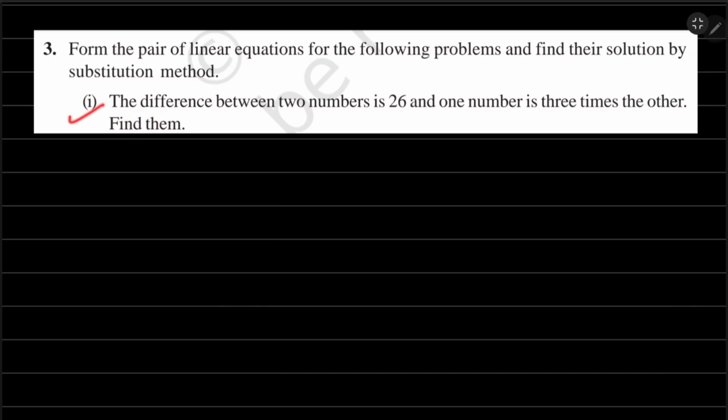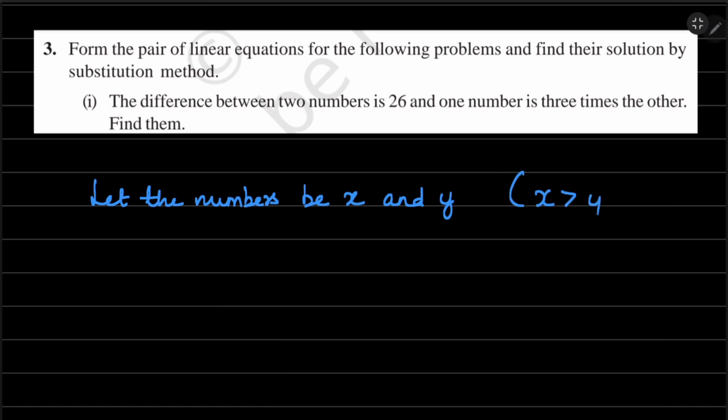Okay, let's see the question. The word problems. The difference between two numbers is 26 and one number is 3 times the other. Find them. First, let's write the two linear equations. Here you have to find the two numbers. So let the numbers be x and y. Obviously, when you have a difference between two numbers, one number is always greater and the other one is smaller. So let x be greater than y.